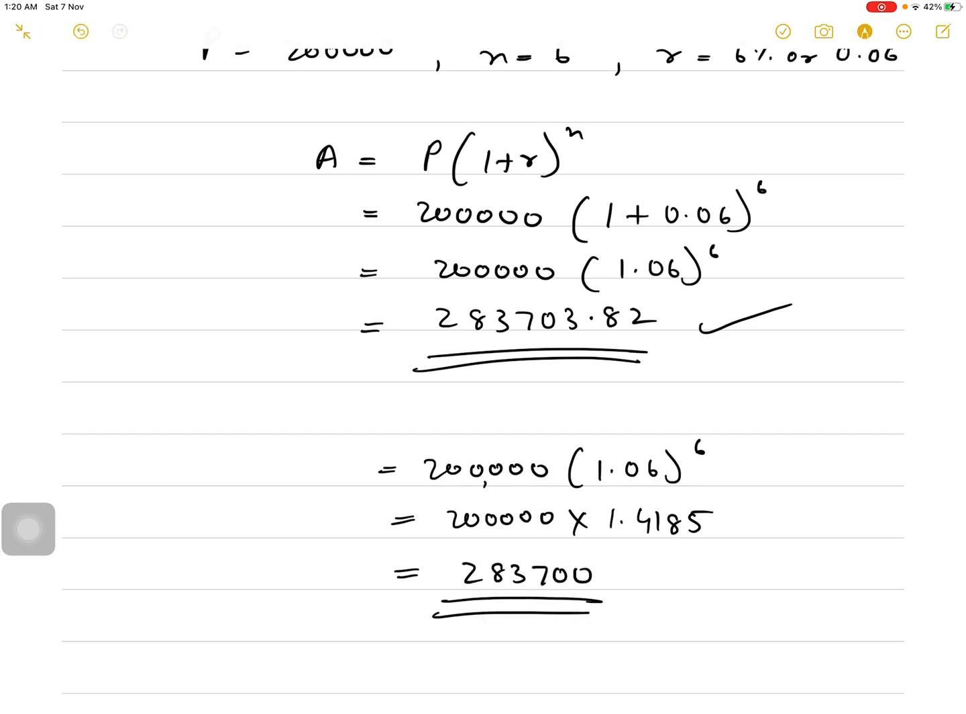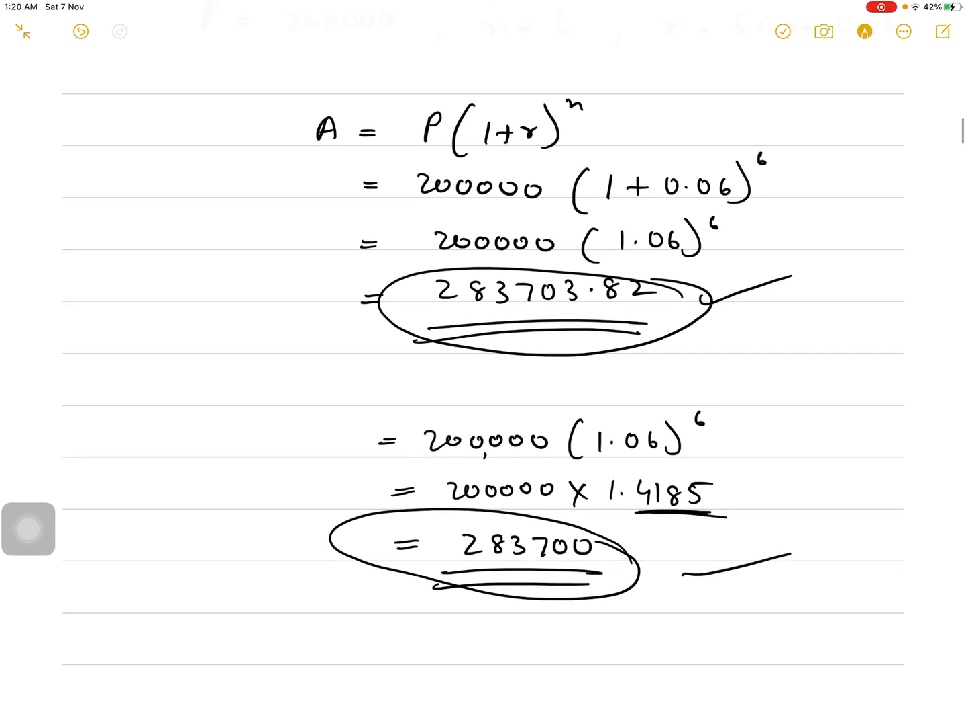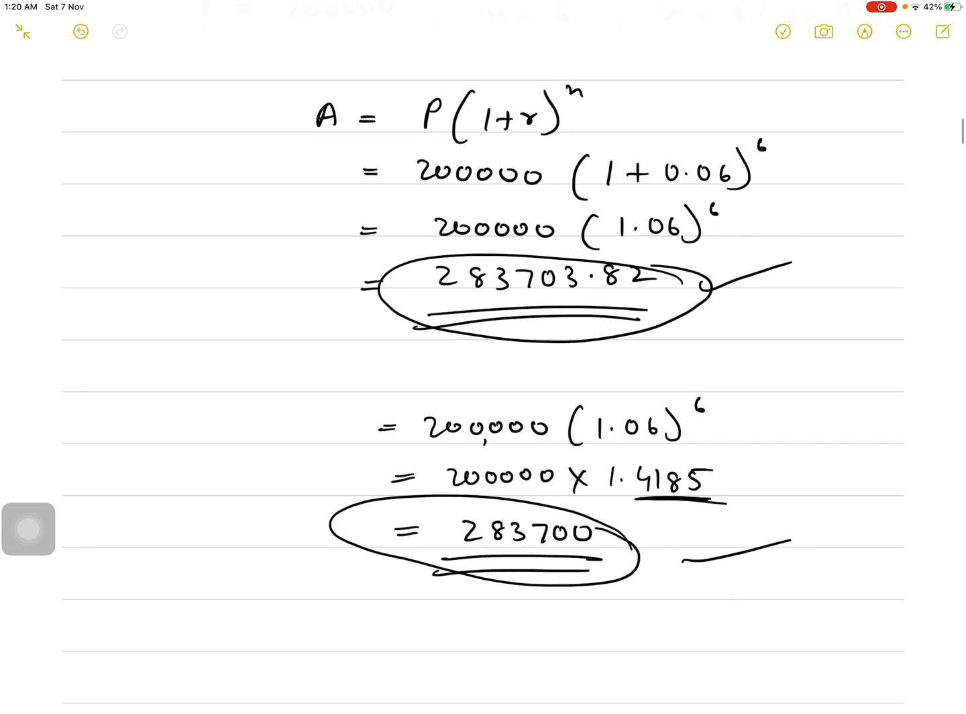So both the answers are right. Here I have taken all the decimals, so that's why there's a difference of 3 rupees. And here I have taken only 4 digits, so that's why there is a difference. But both the answers are right. You can solve it either way in the exam.